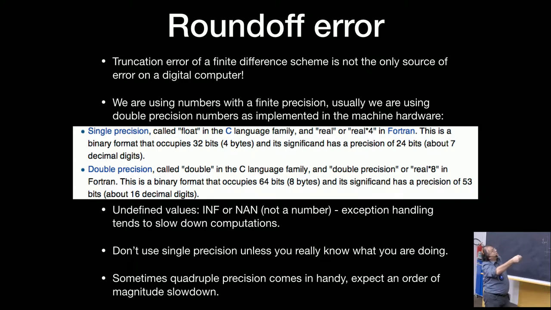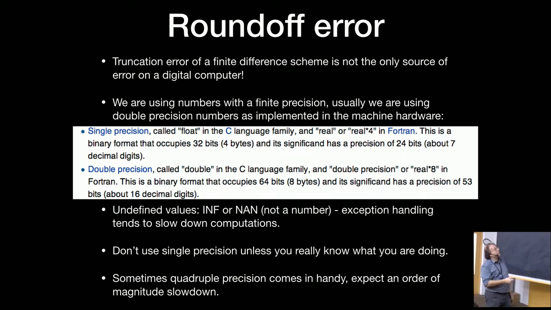The truncation error of a finite difference scheme is not the only problem if you use a digital computer, because we are using numbers with a finite precision. How many bits we use to store these numbers on a digital computer is another source of possible errors. Usually what one uses is double precision numbers, which is directly implemented in the machine hardware. So you have single precision, which in C is called float, or real 4 in Fortran, and double precision, double in C and real 8 in Fortran. Double is basically 16 digits, and single is half that precision. This is implemented in the machine hardware.